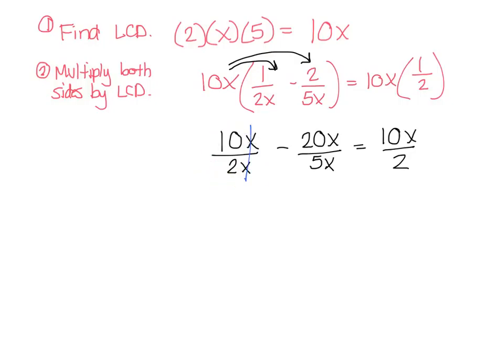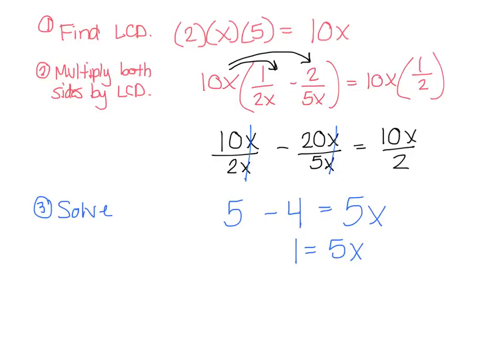Cancel the x's, and what's 10 divided by 2? 5. All right, next one, we can cancel the x's. What's negative 20 divided by 5? And then what happens at the end? You just leave it. 5x. So we get 1 equals 5x. We're trying to get x by itself, so our third step is to solve. So divide by 5. What does x equal? 1 over 5.